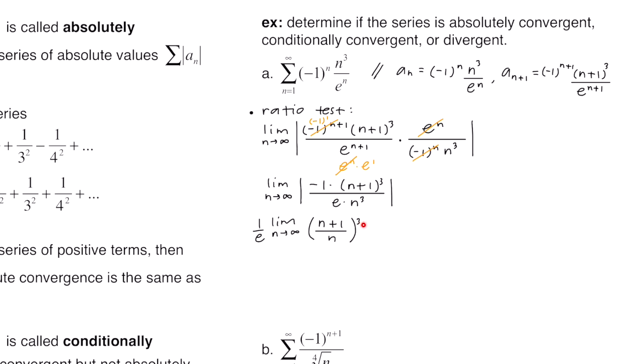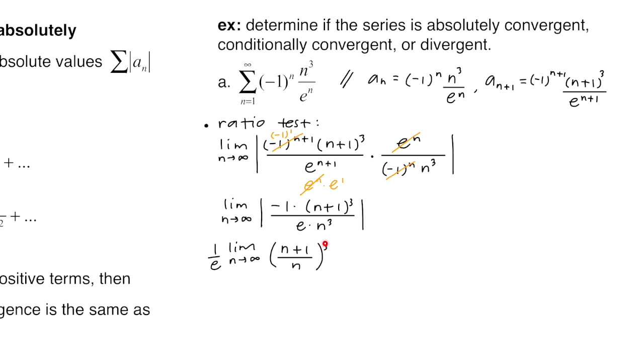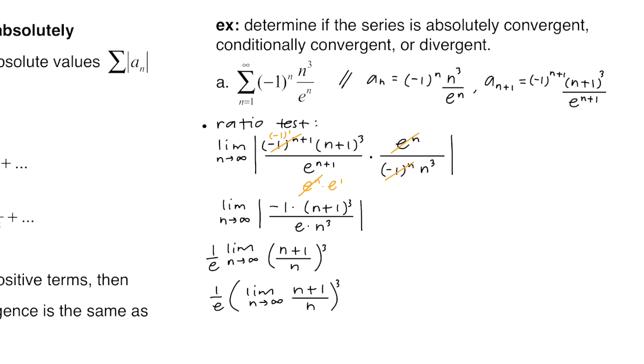To evaluate this, we have a composition of functions. So I'm going to bring the outside function, which is quantity cubed, to the outside, and then we're going to take the limit of the inside function. So at this point, there's a couple of ways to finish this. We have the limit as n goes to infinity of this rational function. We could split this up and say it's 1 plus 1 over n. We could evaluate it that way.